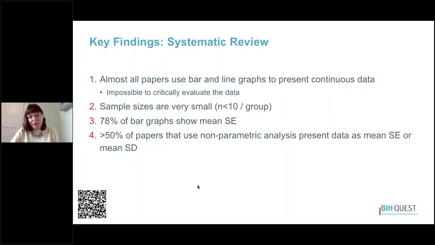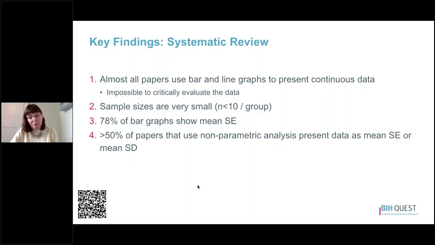So only 13% of papers had a dot plot, whereas 5 to 8% had a box plot or a histogram. We also found that sample sizes were very small, in most cases less than 10 independent observations per group. In 78% of cases, the error bars on those bar graphs were being used to provide information about the precision of the mean or the standard error.